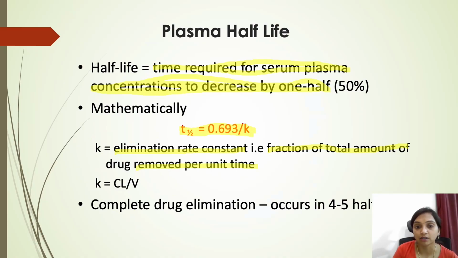Important: this K is given by clearance divided by volume of distribution. So these two are the factors which will affect the K value, the elimination constant. They can ask in another way: it will depend on what? Clearance or volume of distribution. There will be tricky questions. I have already mentioned that for a drug to be completely eliminated, it requires 4 to 5 t-halves.